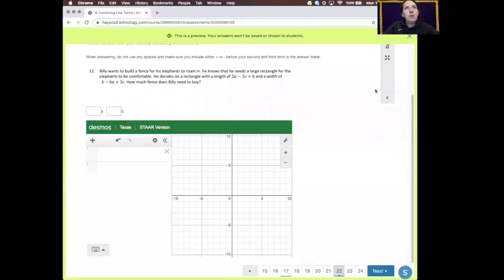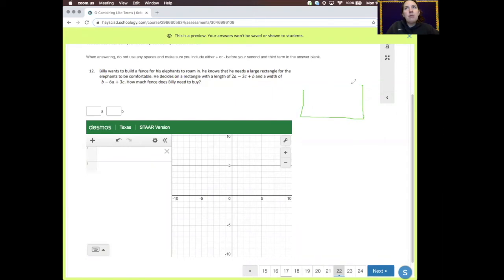All right, let's do this problem. Billy wants to build a fence for his elephants to roam in. He knows that he needs a large rectangle for the elephants to be comfortable. He decides on a rectangle with a length of 2a minus 3c plus b and a width of b minus 6a plus 3c. How much fence does Billy need to buy? The first thing I'm going to do is draw a picture.